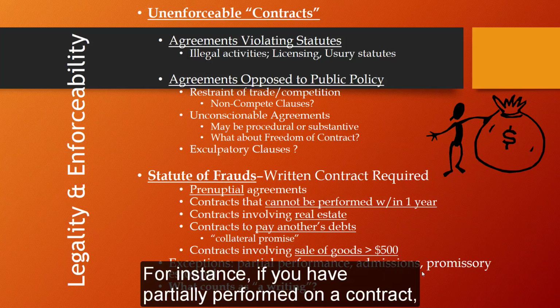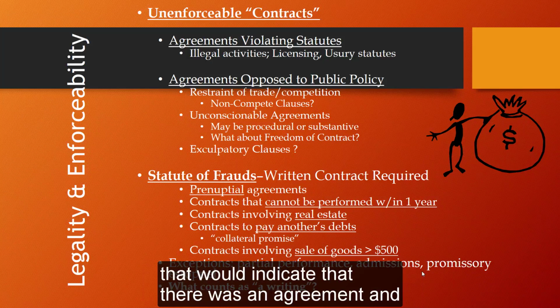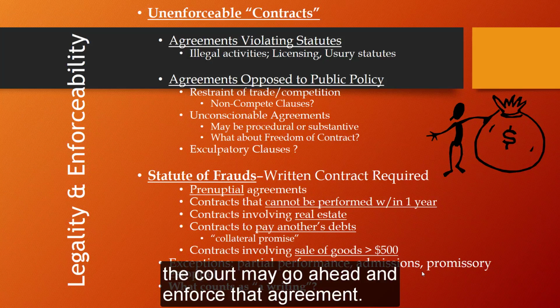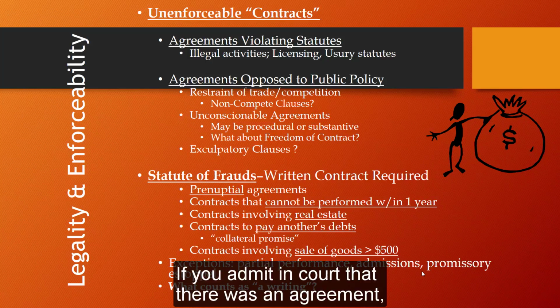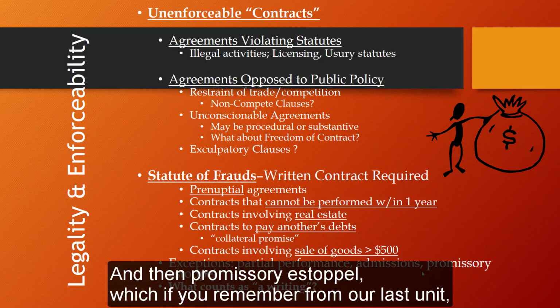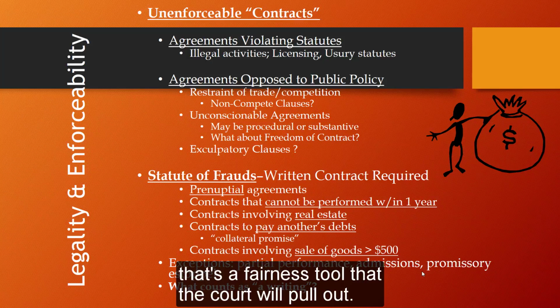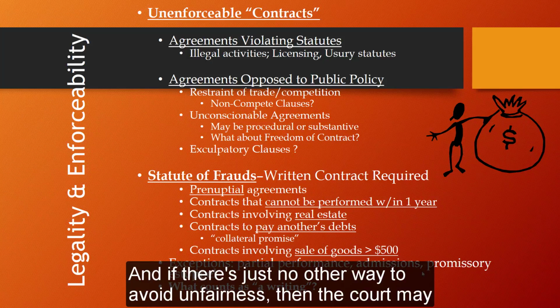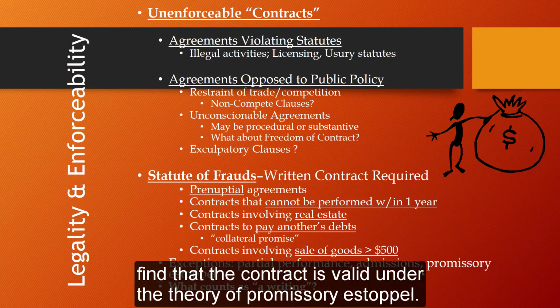Now, there are some exceptions that are recognized to this statute of frauds. For instance, if you have partially performed on a contract, that would indicate that there was an agreement, and the court may go ahead and enforce that agreement. If you admit in court that there was an agreement, then the court would go ahead and honor that agreement. And then promissory estoppel, which, if you remember from our last unit, is a fairness tool that the court will pull out. If there's just no other way to avoid unfairness, then the court may find that the contract is valid under the theory of promissory estoppel.